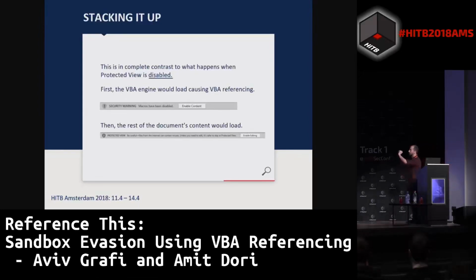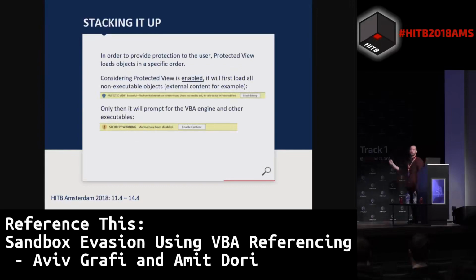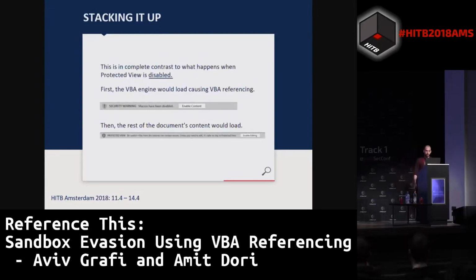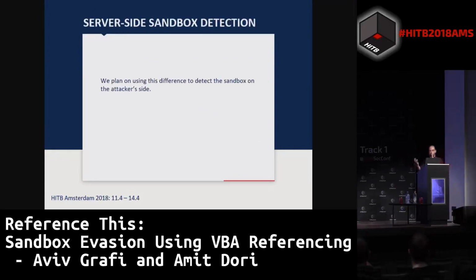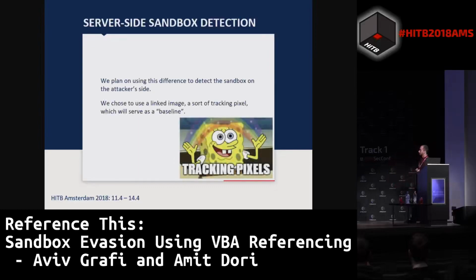So we can actually see that this is completely the opposite. Enable content and enable editing in the Sandbox. And here we have enable editing and enable content. And we actually plan to use this difference for our advantage. And we're going to use some sort of tracking pixel as a baseline. I'm going to get into it in a sec. You're going to see. So once we've built all this scheme, we can actually detect a sandbox or a user quite efficiently.